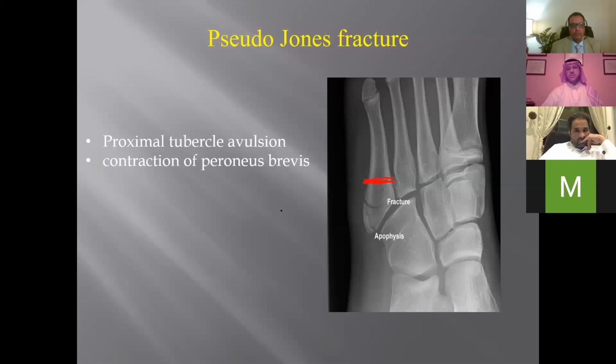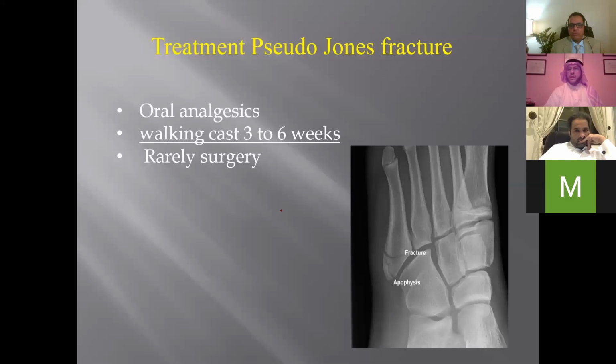The treatment for Pseudo Jones is a walking cast, just a walking cast, and this is very important to differentiate between Jones and Pseudo Jones fracture. This patient just gets a back slab or walking cast and you send him home, give him follow-up with the orthopedic trauma clinic or whatever. But that one, no, you need to refer the patient to orthopedics for possible surgery.